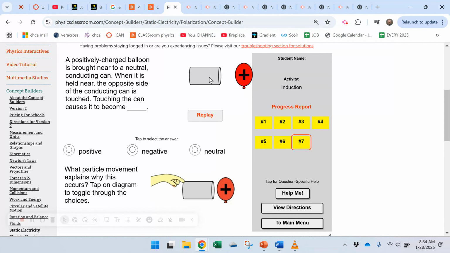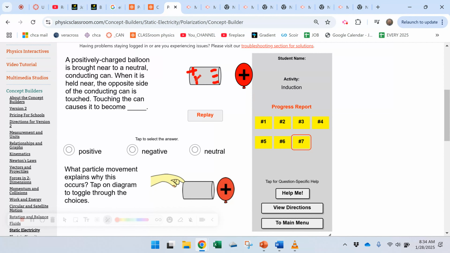Now, what you want to think about is when a positive charge comes close to a conductor, you end up with a bunch of negatives being attracted. Remember from the previous one, a bunch of negatives would be attracted. So you'd end up with some negatives on this side. Now, of course, that would leave a positive region on this side.